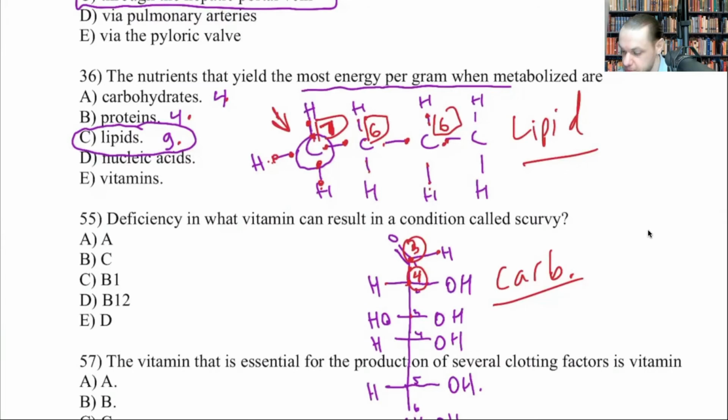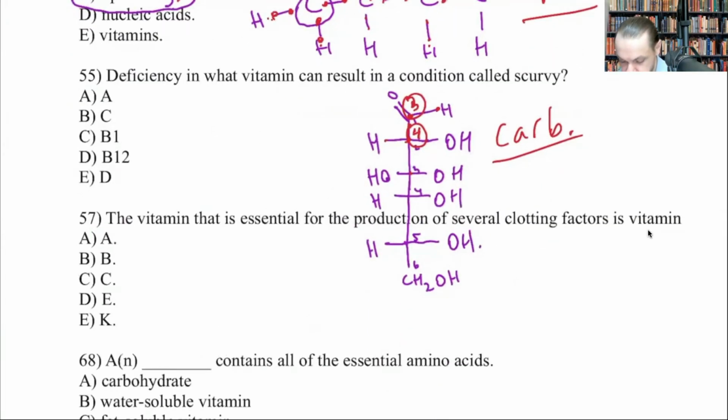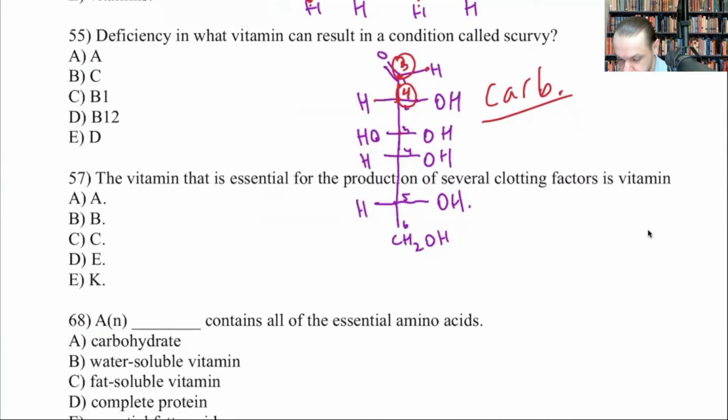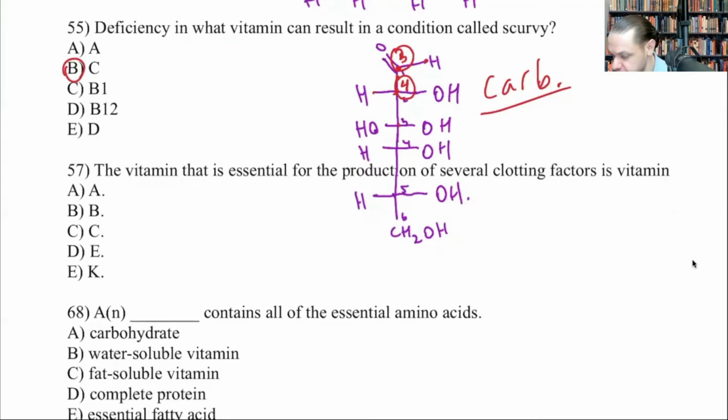After everyone, we'll go to Lindsay for number 55. Deficiency in what vitamin can result in a condition called scurvy? B, vitamin C. Yeah, so scurvy came up a lot back in the day, when people used to travel on ships on these long voyages, and lack of vitamin C, they basically developed this condition. And they used to call them limeys because they would bring limes on ships to basically combat this deficiency. Yeah.